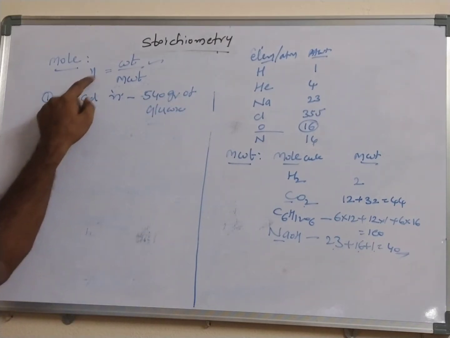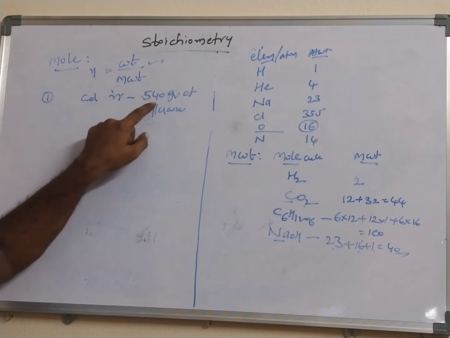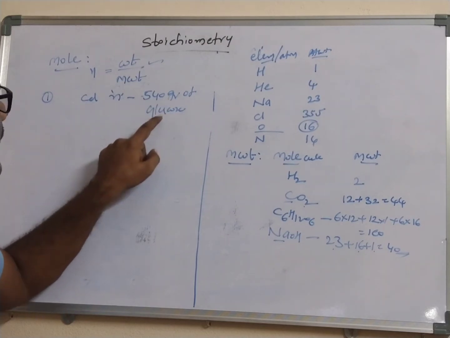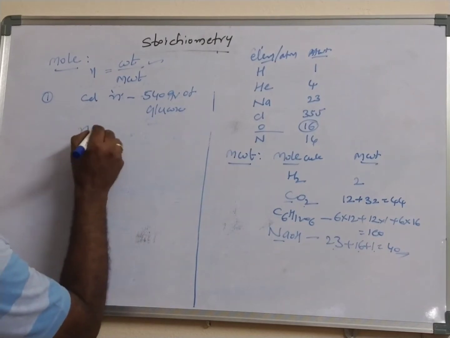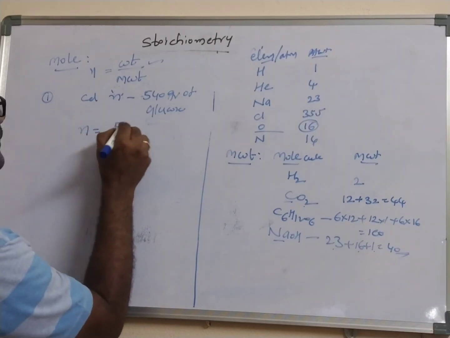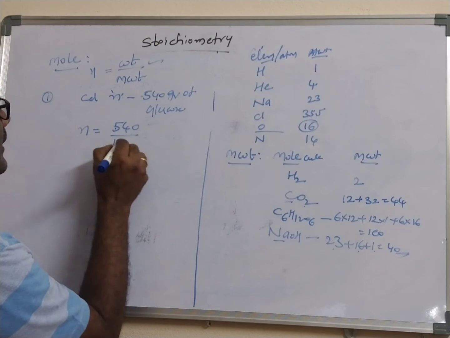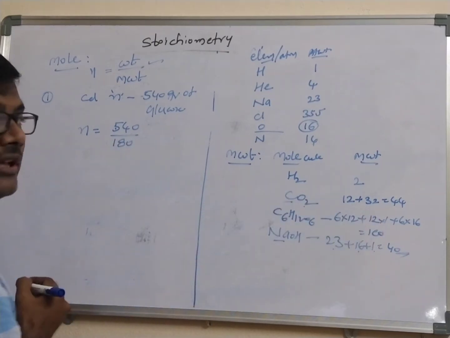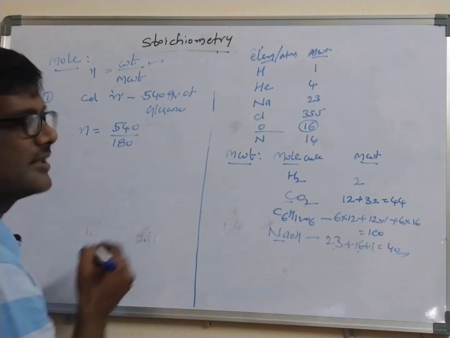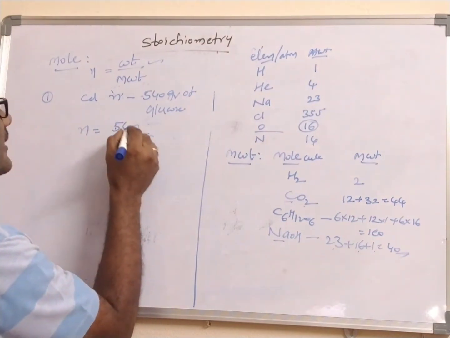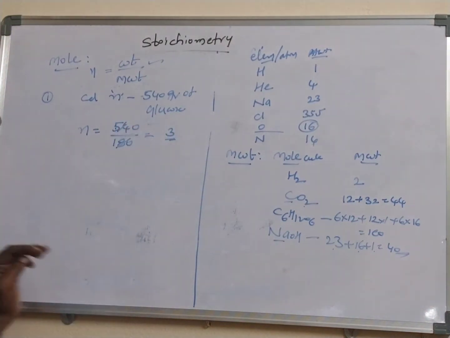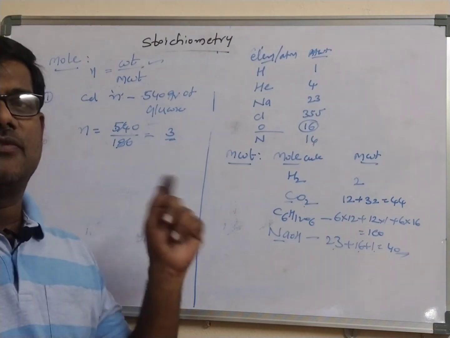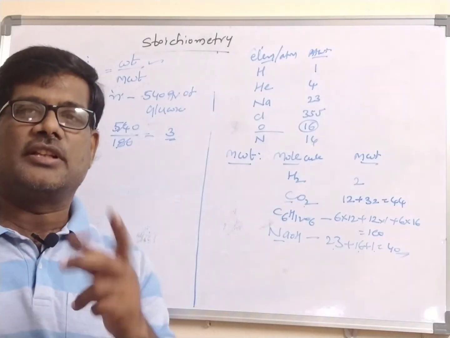First question. N is equal to weight by molecular weight. Weight of the glucose is given as 540. What is the molecular weight of the glucose? 180. What is the mole? Mole is equal to weight, which is given as 540, divided by the molecular weight of the glucose. It can be calculated by adding all the atomic weights. 180 times 3 is 540, so you will get 3 moles. Nothing but 540 grams of the glucose is equal to 3 moles.